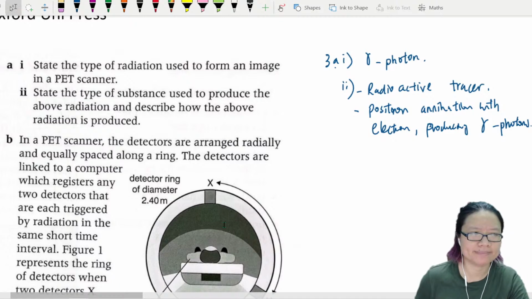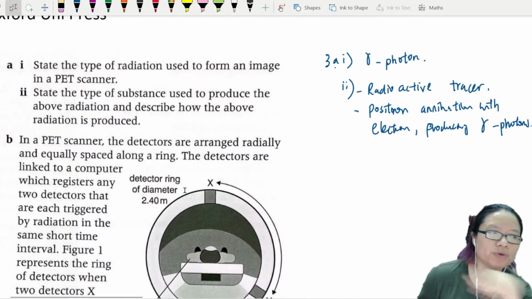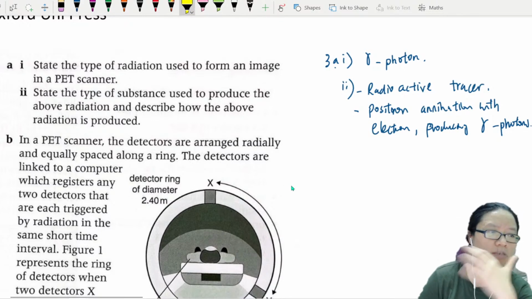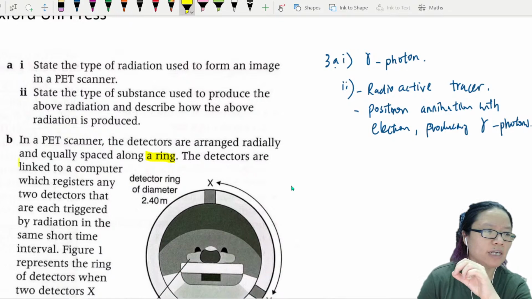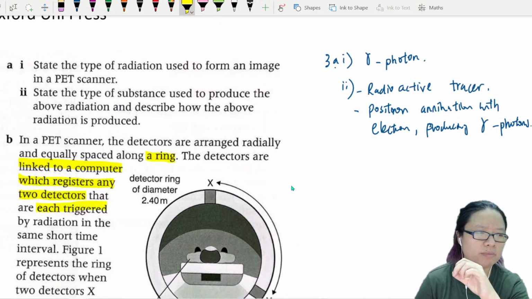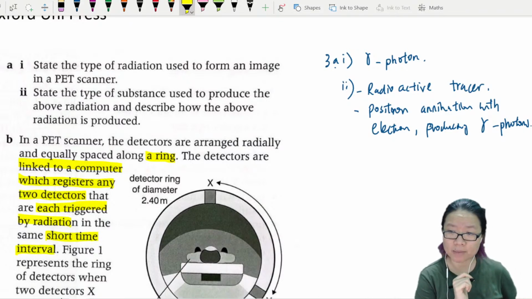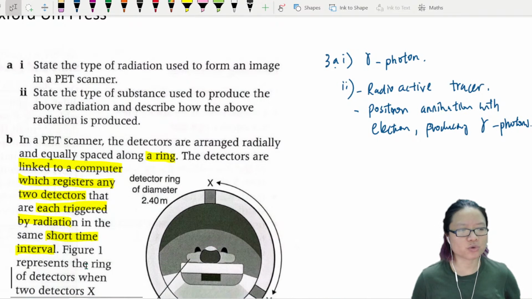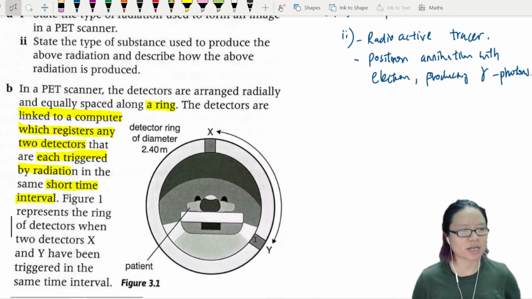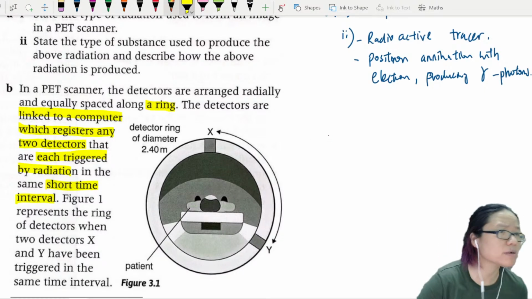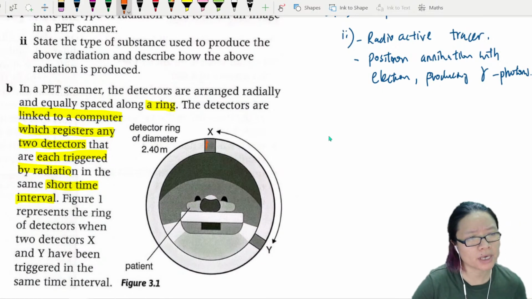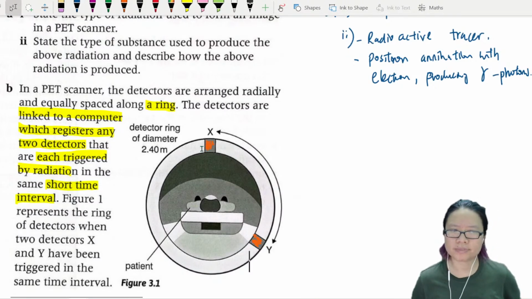Okay, B. In a PET scanner, detectors are arranged radially and equally spaced along a ring. The detectors are linked to a computer which registers any 2 detectors that are each triggered by radiation in the same short time interval, your coincidence time window. Okay, the diagram represents the ring detector when 2 detectors X and Y have been triggered in the same time interval. Okay, I see what you did there. We trigger or we ping X and Y at the same time. A bit strange, the angle, but it's fine.